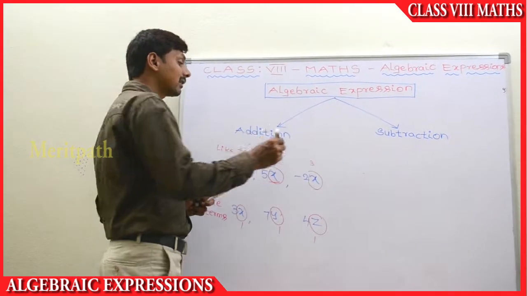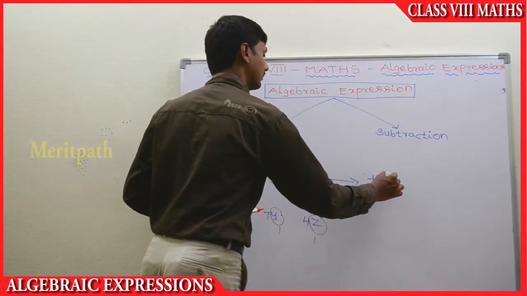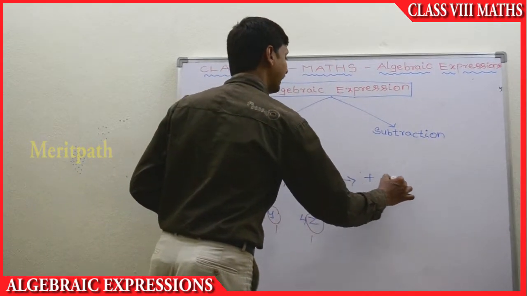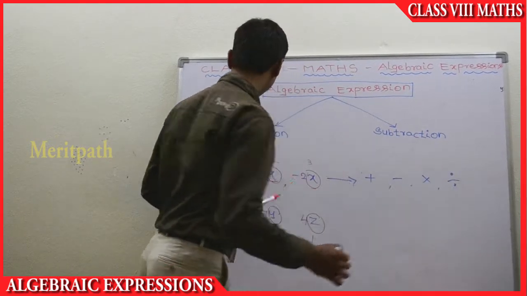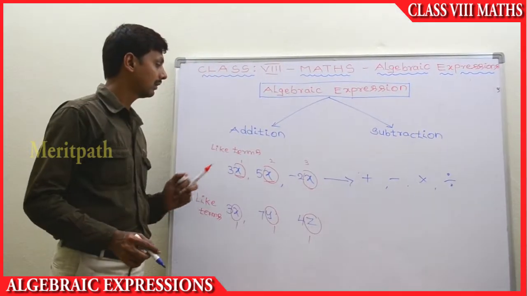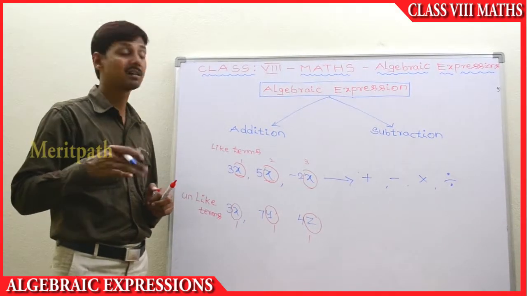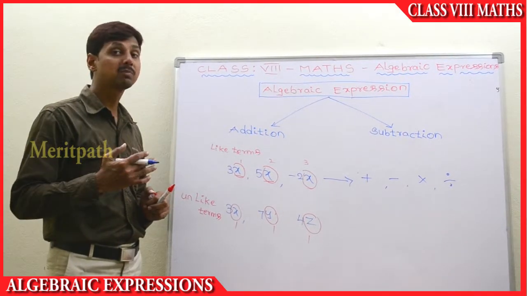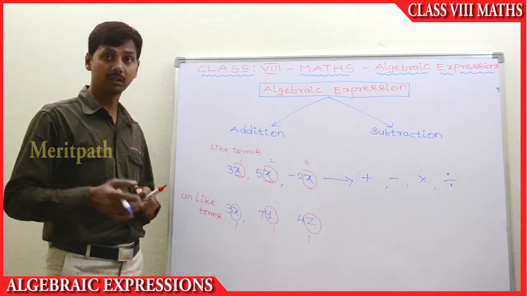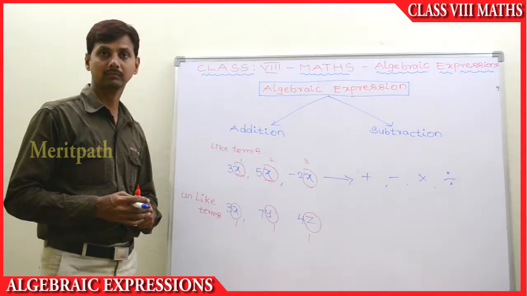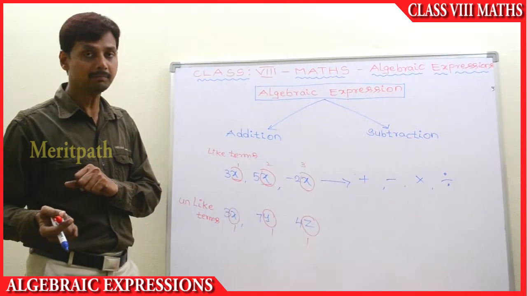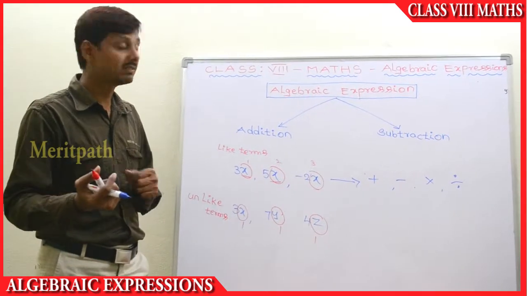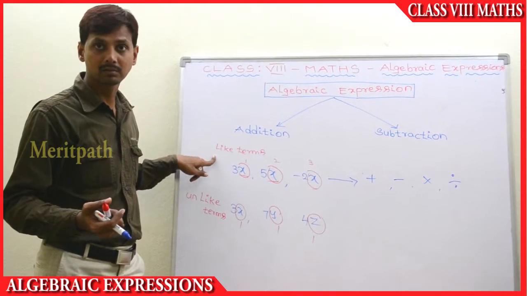We can add and subtract or multiply and divide all these like terms. Like terms can be added, subtracted, multiplied and divided with each other. We can add them, subtract them, and also multiply and divide them. All four arithmetic operations we can do with like terms.